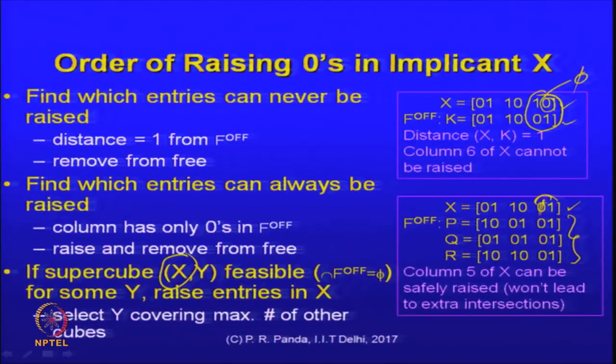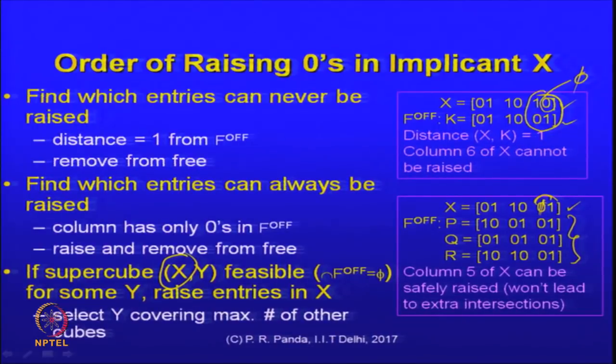This is okay, right? As long as we are not intersecting the offset, it is okay to raise it in whatever direction. Specifically, it is okay to raise it in a direction where a supercube is formed with one of the other implicants. Why is the supercube relevant here?